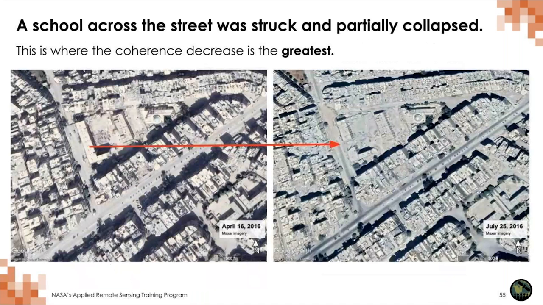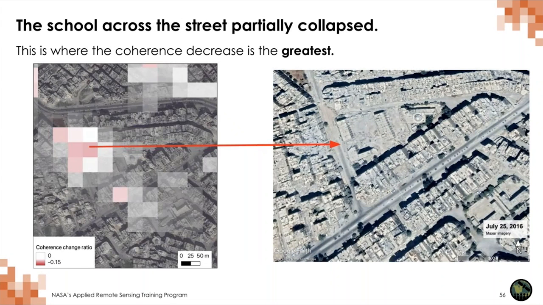So when we look at high resolution optical imagery that is similarly available in Google Earth Pro, we see an acquisition on April 16th. And there was a school that you can see partially collapsed across the street in imagery acquired July 25th. But we know from humanitarian reports that these strikes occurred in our event period in late April. But this collapsed building is the area of greatest coherence decrease that we've detected in the example today.